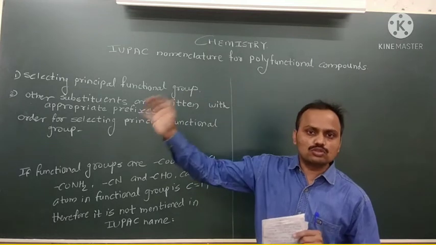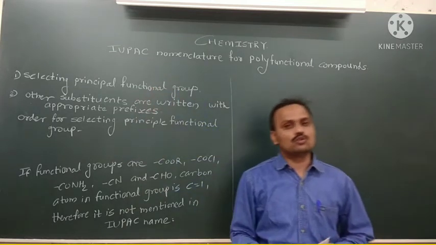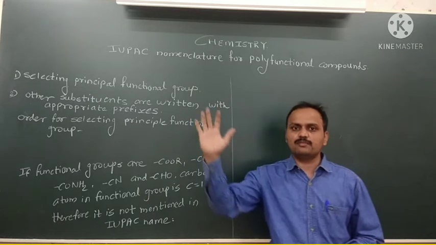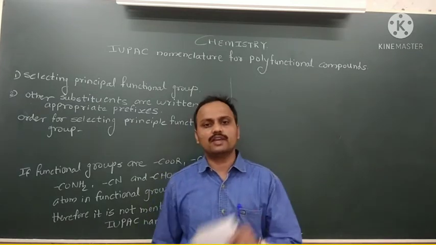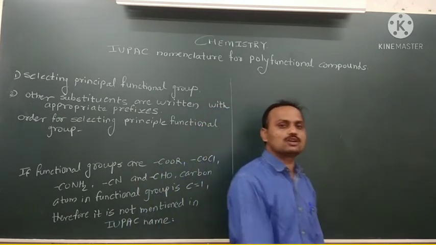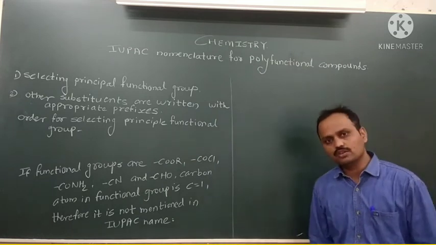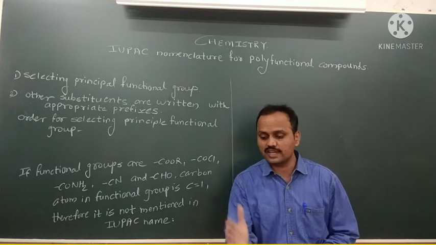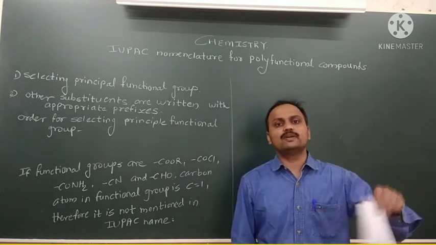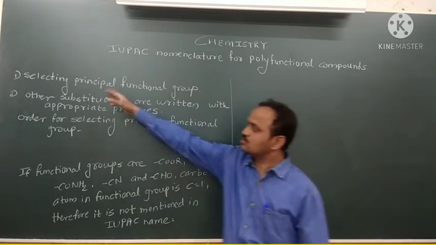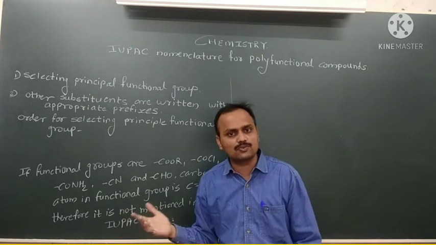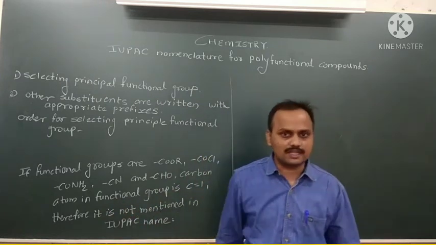As we have some rules for naming monofunctional compounds, we have some additional rules to write the IUPAC name for polyfunctional compounds. When two functional groups are present in a compound, then one functional group we have to decide, as per the rule, as the parent, and the other will automatically become the substituent. So the first rule is selecting the principal functional group.